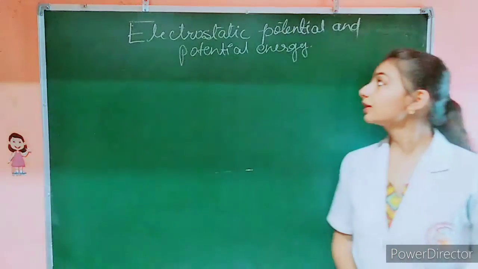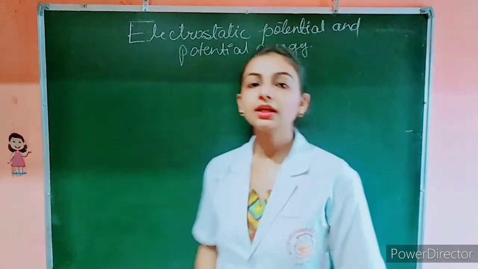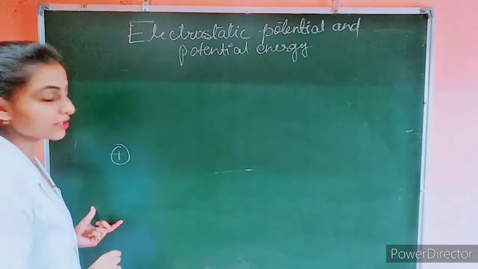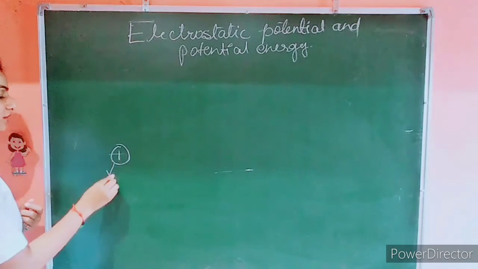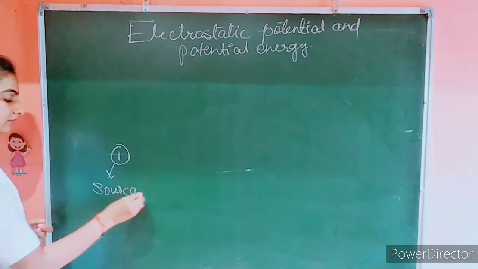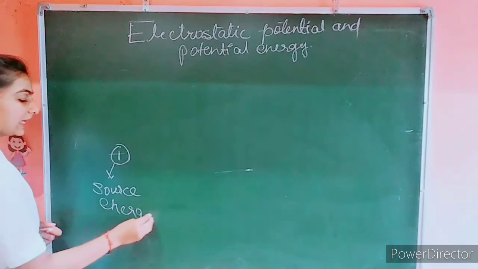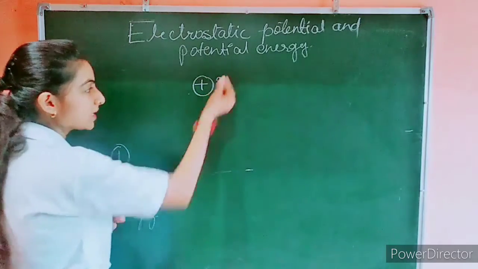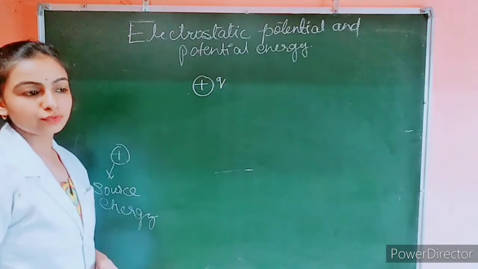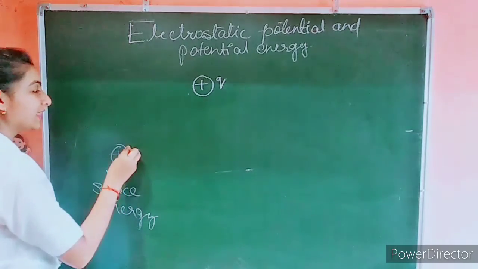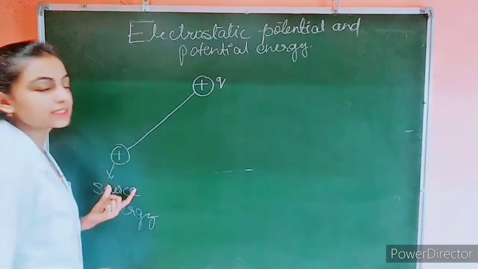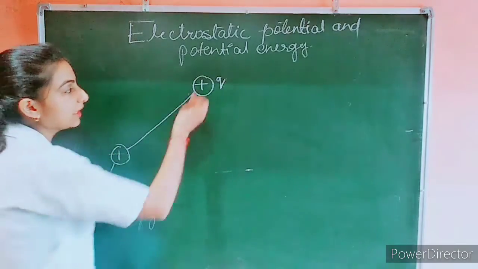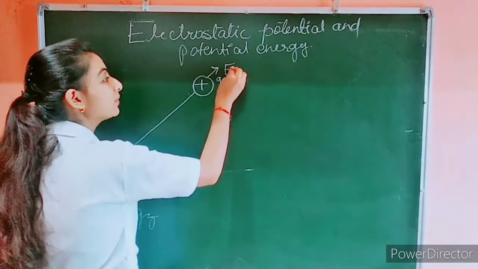Students, our next topic is electrostatic potential and potential energy. Now if we consider a positive charge here, then this will generate electric field lines, and this we can say is a source field. Now if we keep any charge here, then with this positive charge Q, an electrostatic force will be generated, and if we consider that this force is here, then this will be Fe.